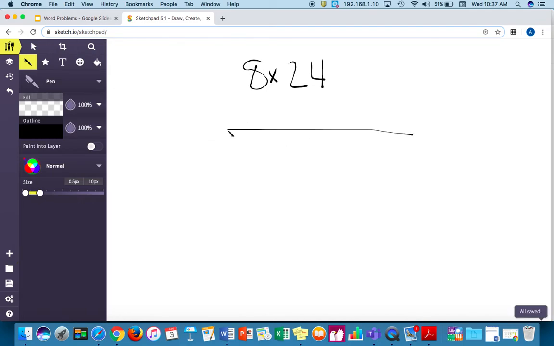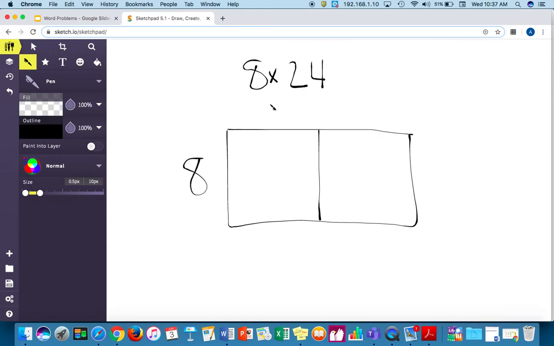Remember, we drew out the box and then we split it up. 8 doesn't have any 10, so it's just 8 by itself. We break up 24 into 20 plus 4. Then we do 8 times 20 and 8 times 4. Remember, we're adding where the two boxes connect.